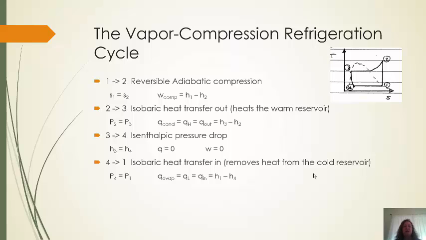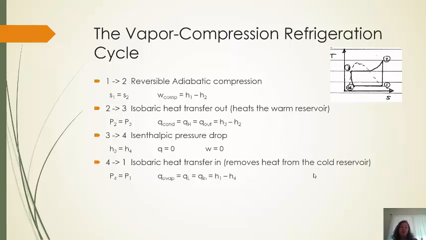Okay, so for the condenser, that's where the high temperature heat transfer is happening. It's going to be H3 minus H2 for this numbering system, and it's all constant pressure. Then the low temperature heat transfer happens in the evaporator, and that's going to be H1 minus H4 for this numbering system, and again the pressures are the same.